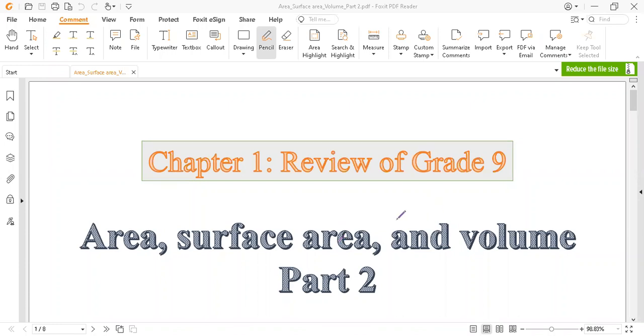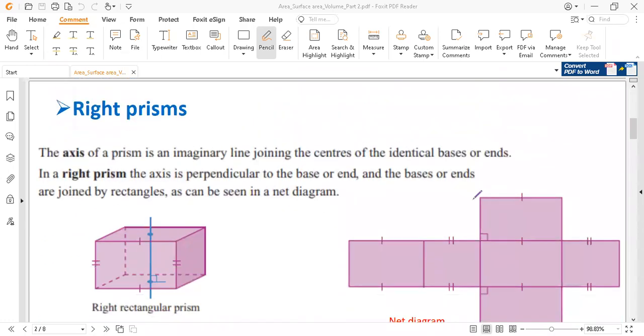Normally in this lecture, I want to finalize the important information about surface area and volume for a given solid, as a review from grade 9. So normally we should know that we have a prism. What we mean by prism, we have right prisms or oblique prisms.